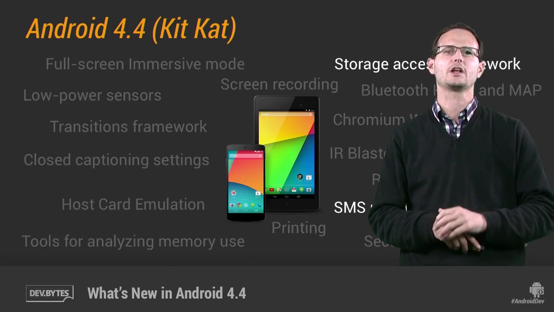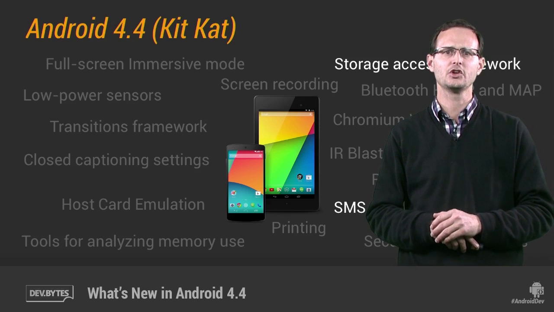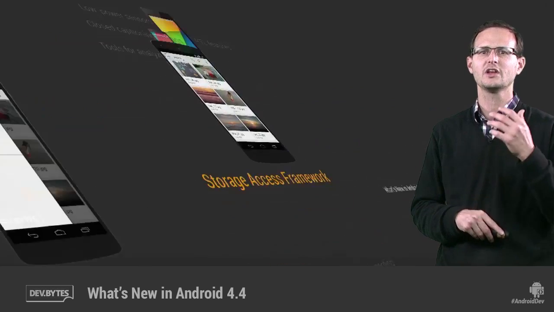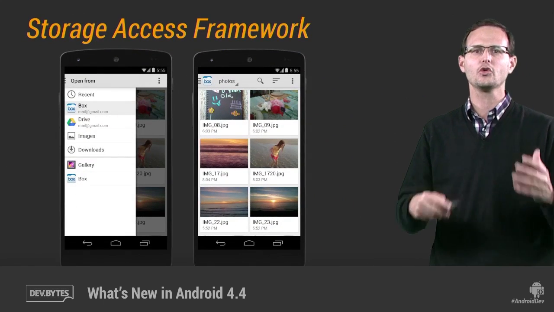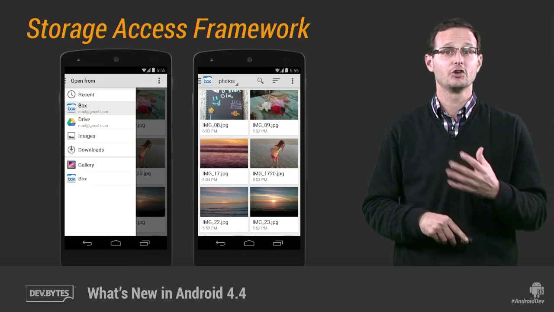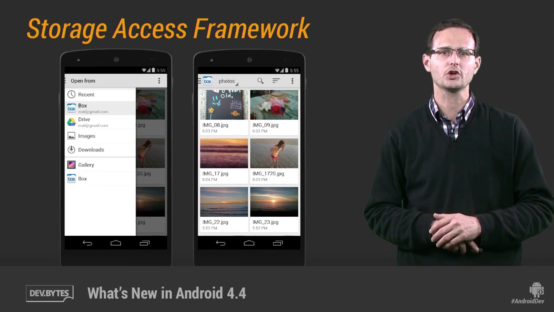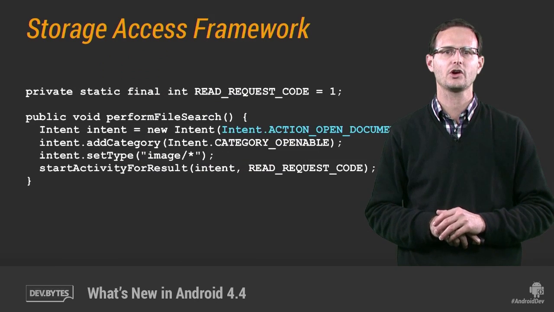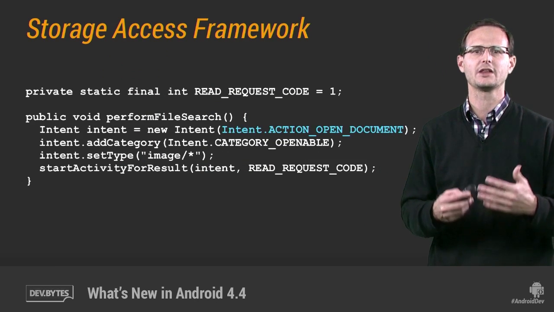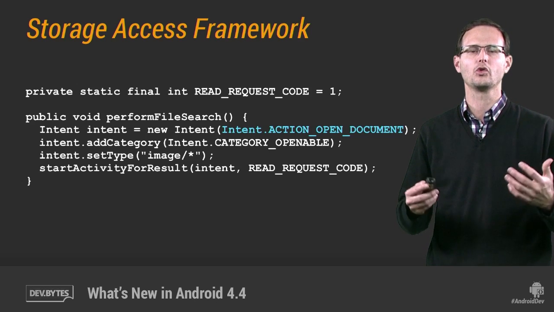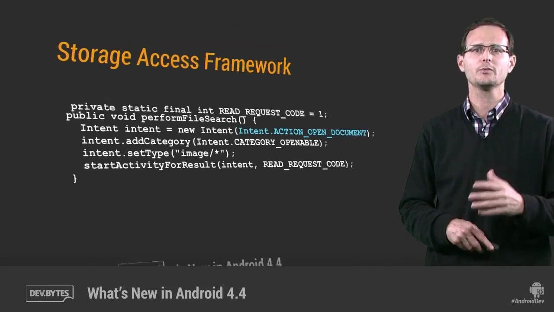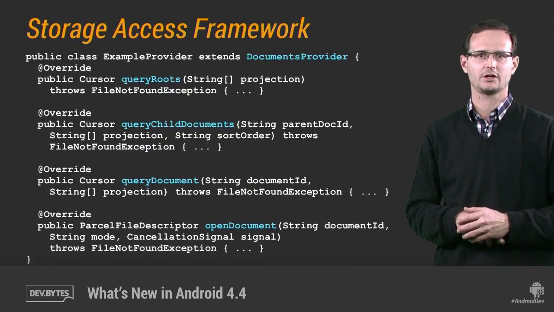KitKat also includes a couple of significant new storage API changes, with a new storage access framework and a fully supported SMS content provider. The new storage access framework makes it easy for users to browse and open documents, images, and other files across all of the available local and cloud-based document storage providers. If you develop an app that manages files or uses documents, you can integrate with the storage access framework using the create document or open document intents, and the system will display the standard UI, including content from all the available document providers. If you want to add a storage provider, you implement a new documents provider.